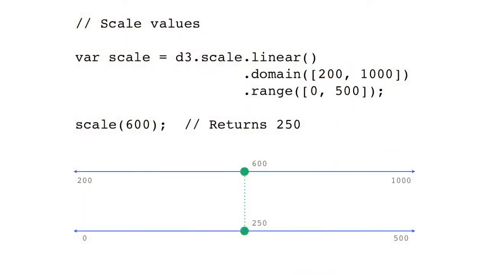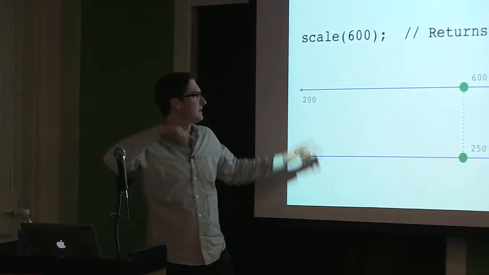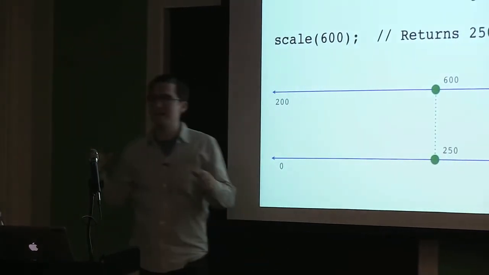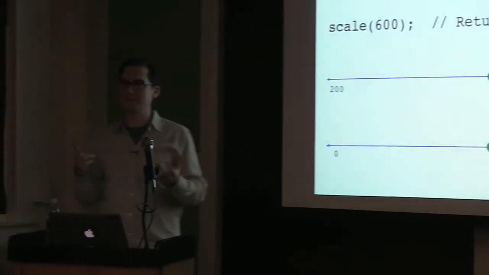So you have an input domain. In my example, it goes from 200 to 1,000. That's the range of my data. And you have an output range of 0 to 500. So let's say I have an SVG image that's 500 pixels wide, and I want to take a value that is in the middle of my data set, say it's at 600, and I want it to show up in the middle of my SVG, which is 500 across. By scaling that, my new pixel value becomes 250.